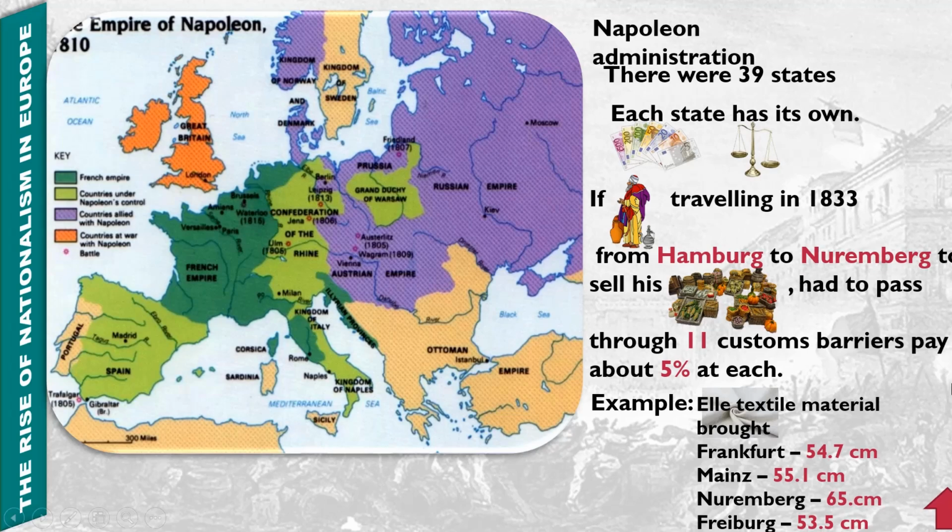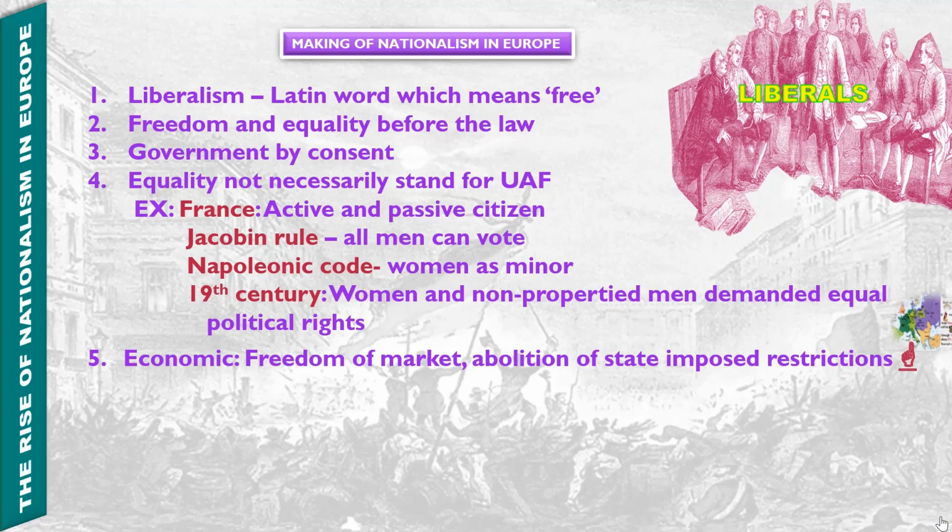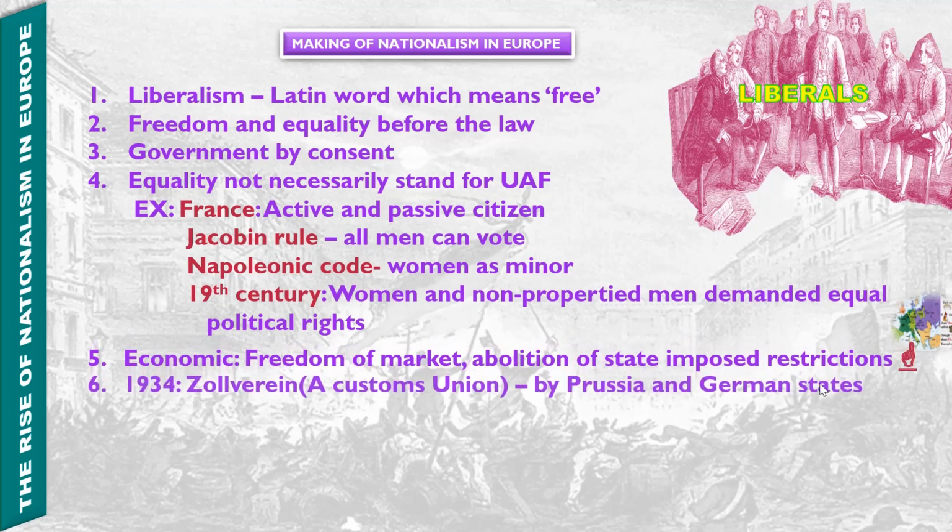Such conditions were viewed as obstacles to economic exchange and growth by the new commercial classes, who argued for the creation of a unified economic territory allowing the unhindered movement of goods, people and capital.